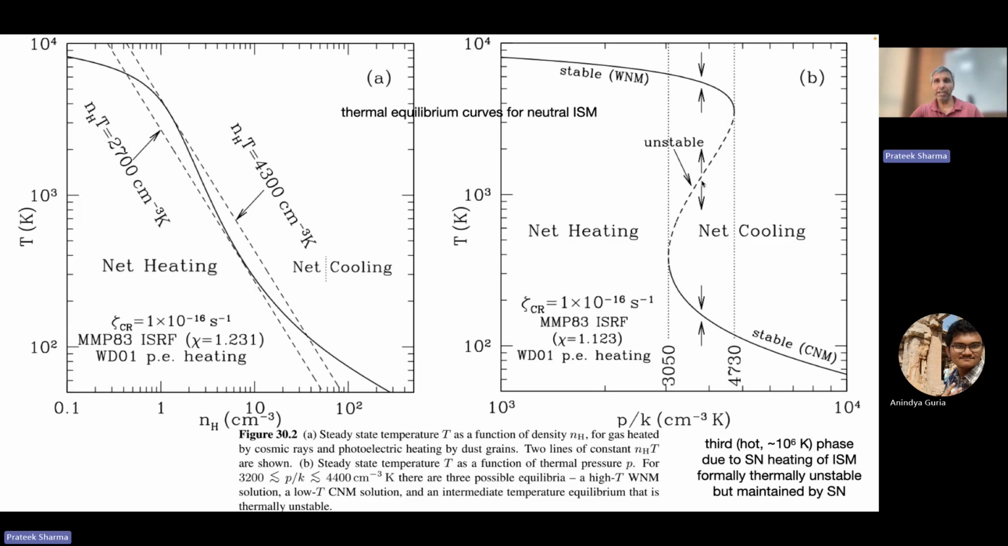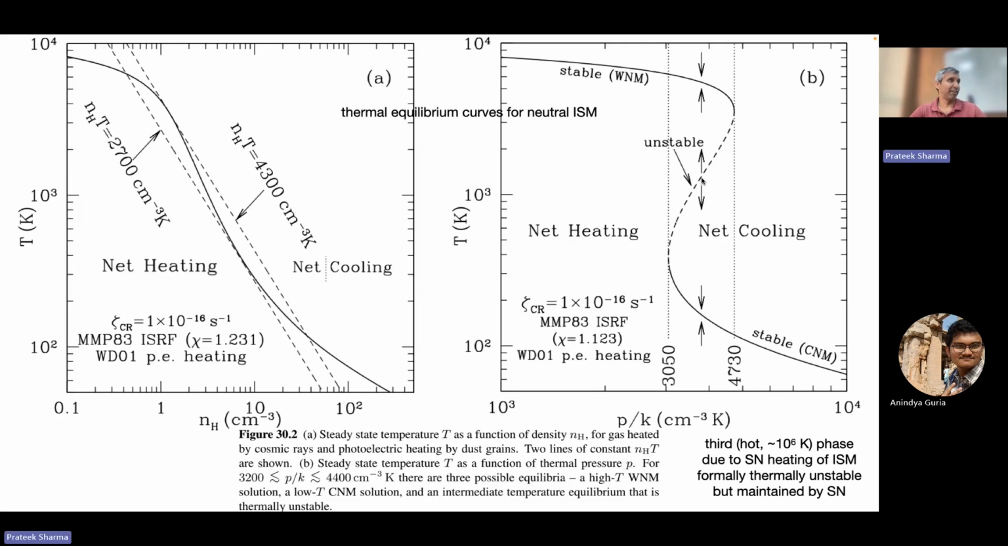So if you bring your fluid element away from equilibrium here, it has net cooling. Why? Because it is going to lower temperatures, and lower temperatures isobarically means higher densities, because nT is constant during this perturbation. Higher densities mean cooling wins over heating, so the temperature has to go down, and then the density goes up. So it has a tendency to go away from this equilibrium point. Similarly, if you perturb it in the other direction, it also goes away from this equilibrium. This is an unstable phase.